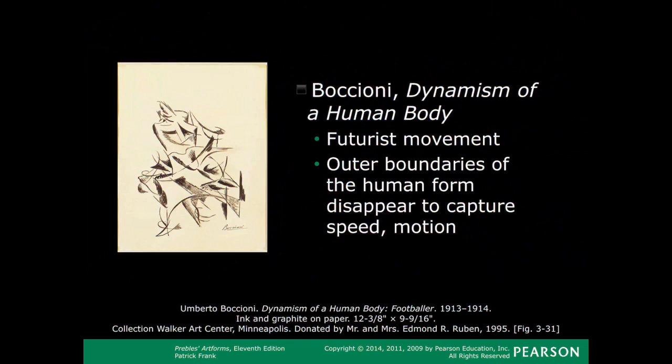And so when it comes to implied motion, you can say that the work doesn't have to have a physical person portraying the motion. Instead, it can be created just from lines. And the artist does that here. Umberto Boccioni, Dynamism of a Human Body, Footballer. So it's actually of an athlete. And this was made during the Futurist movement.